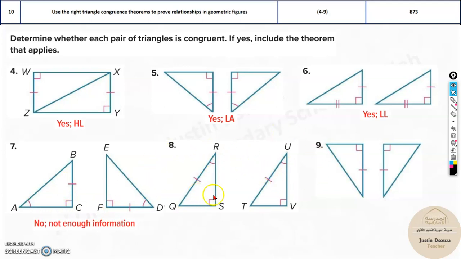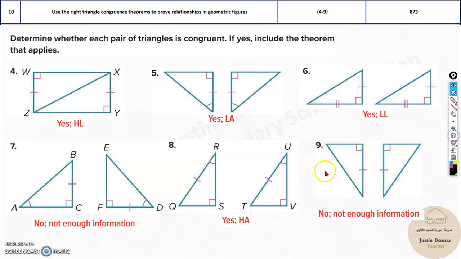Now let's look at this one. Over here we have a right angle, angle and hypotenuse. Angle and hypotenuse is HA. Yes, that is congruent. We have seen the congruency. And last one over here, we have 90 degree. Okay, that is fine. We have been told this leg and this leg is equal. But is there anything else given? No angle, no leg. So, not enough information again because we just know a right angle and an angle.